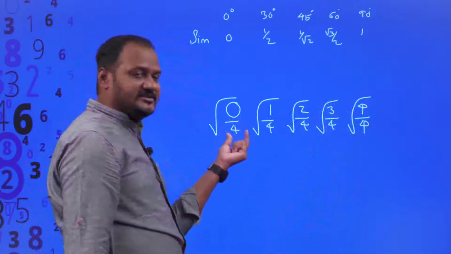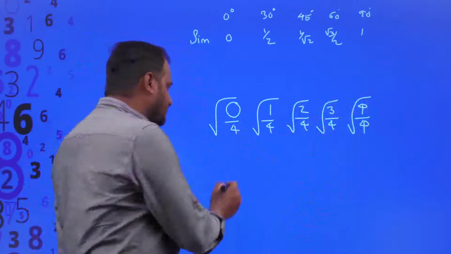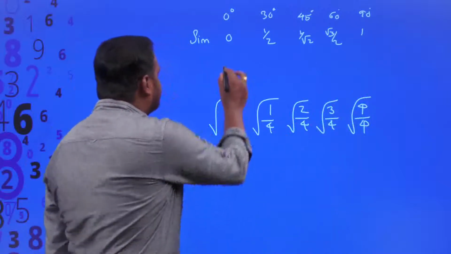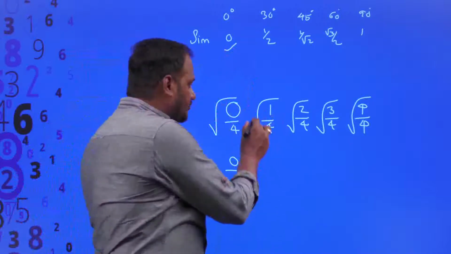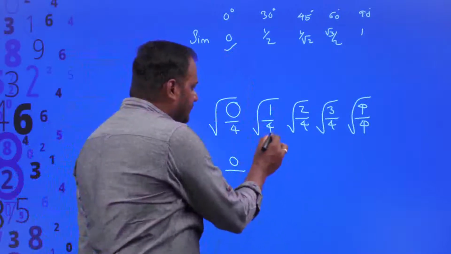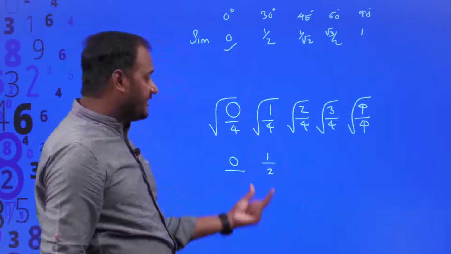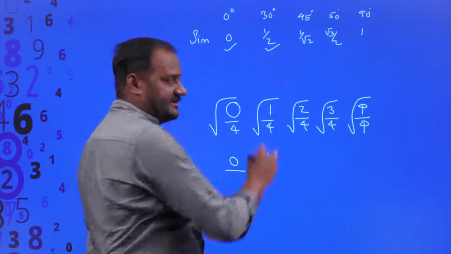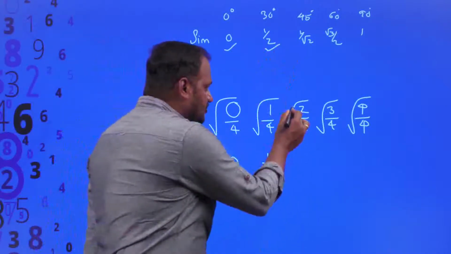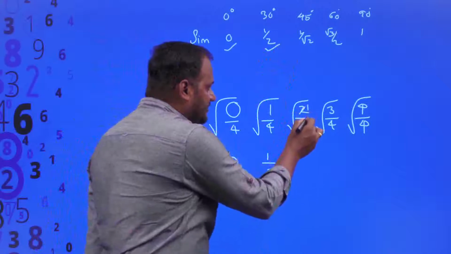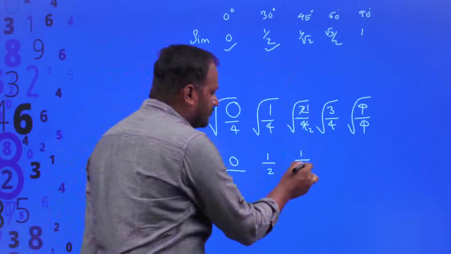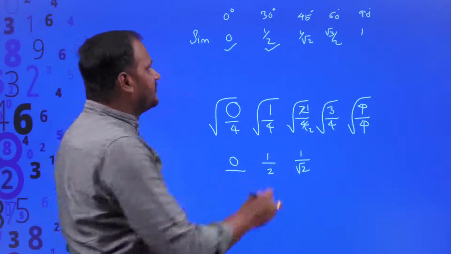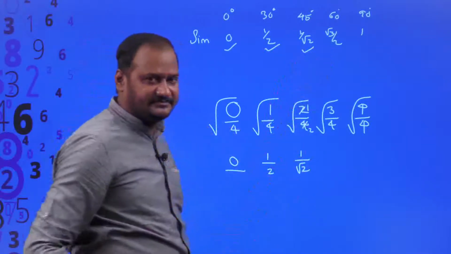0 divided by anything is equal to 0. Square root 0 is equal to 0. That is the value of sine 0. 1 divided by 4, square root 1 is equal to 1, by square root 4 is equal to 2. 1 divided by 2 is the value of sin 30. Square root of 2 divided by 4: here 2 ones are 2 and 2 twos are 4, so square root 1 is 1, by square root 2 is square root 2 only. So 1 divided by root 2 is sin 45.